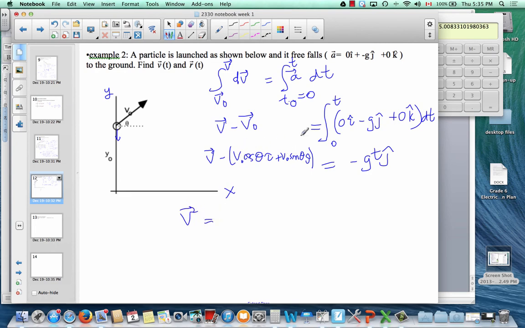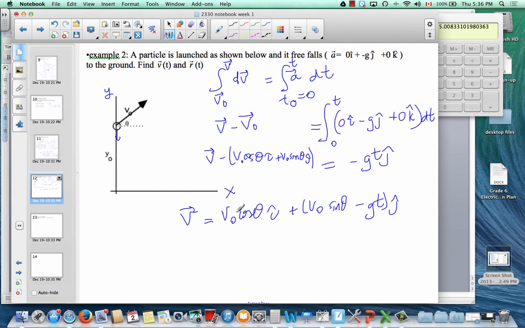So this is going to come over to this side. So the only i component is this one. It's just v naught cos theta i. And then in the j direction, it is v naught sine theta minus gt. And then there's nothing in the k direction.